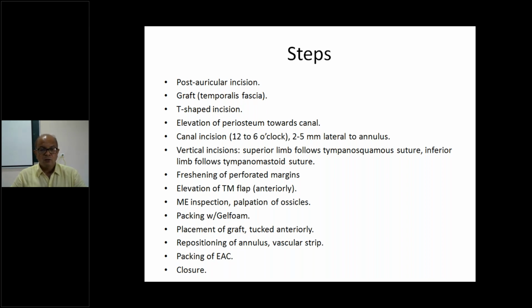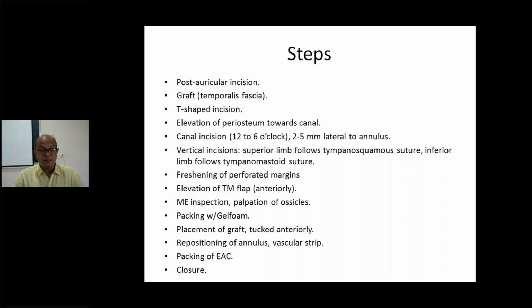Once you expose the middle ear from 12 o'clock to 6 o'clock, you try to see the ossicles individually under the operating microscope. The malleus is seen very easily, but the incus, the incudostapedial joint and the footplate are a little difficult to see. So you have to remove a little bit of bone from the posterior superior margin, and then you can see the incudostapedial joint.